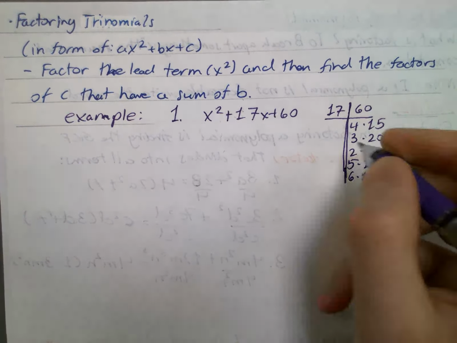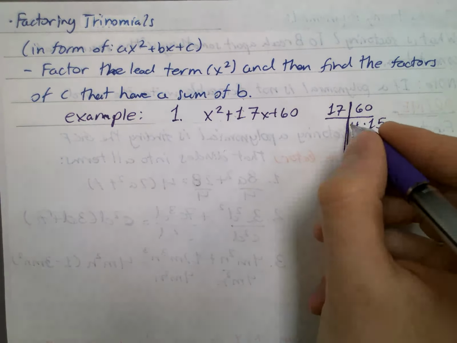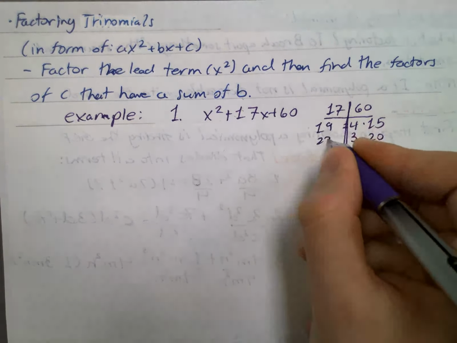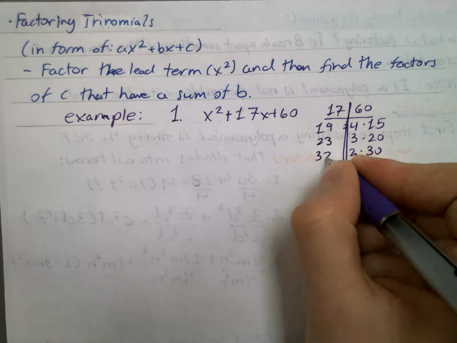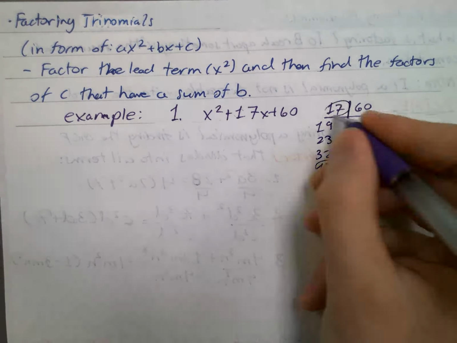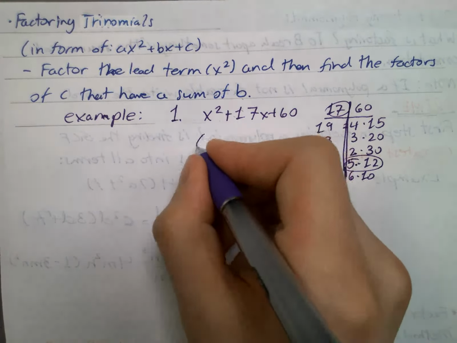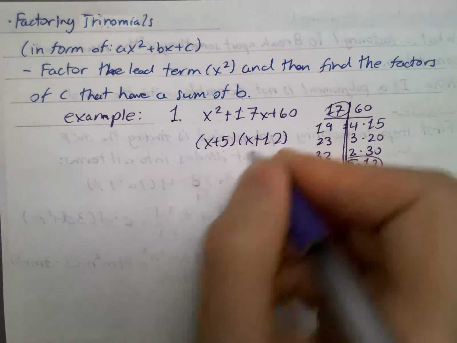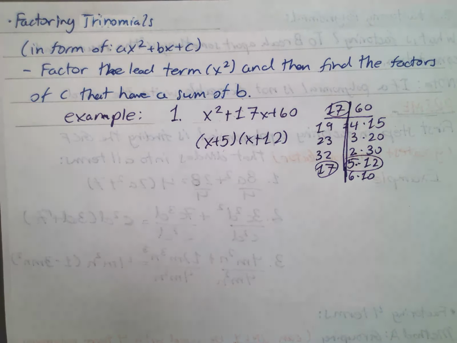We'll stop there. If we add them together on the other side, we get 19, we get 23, add these two, we get 32, add these two, we get 17. There's the pairing I want. So that means my answer is going to be x plus 5 and x plus 12. And that's it.